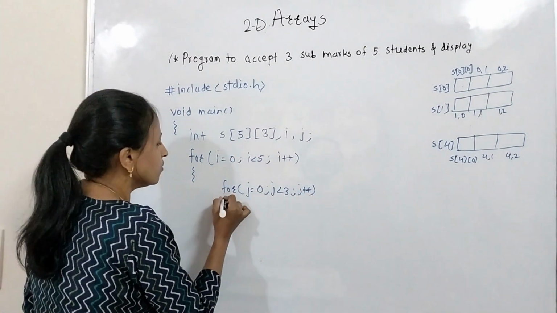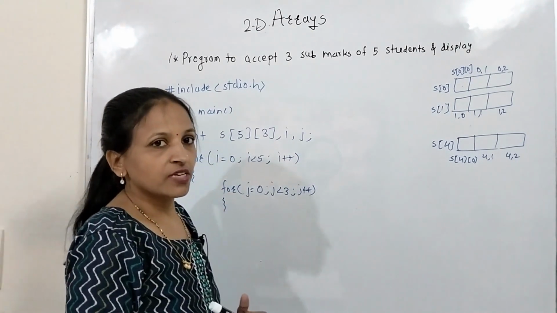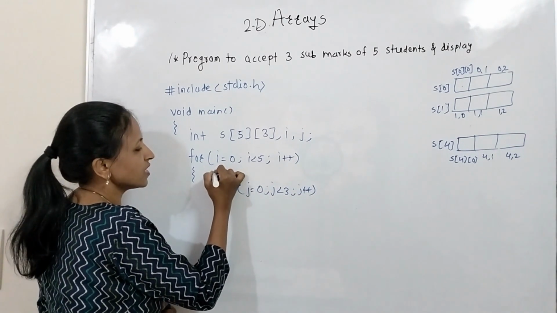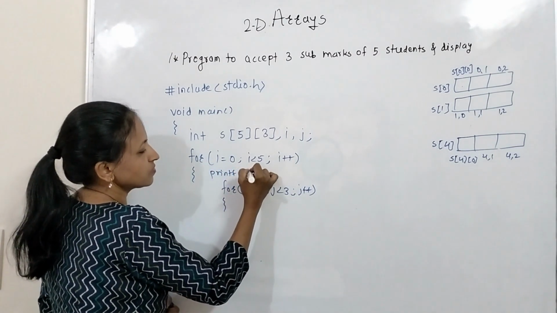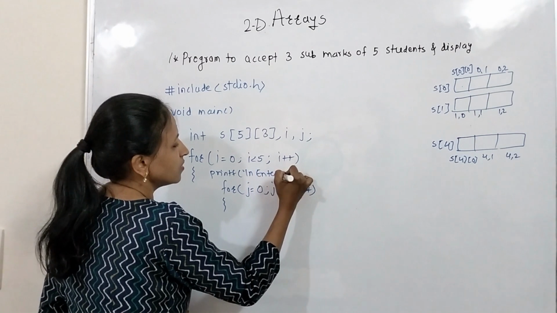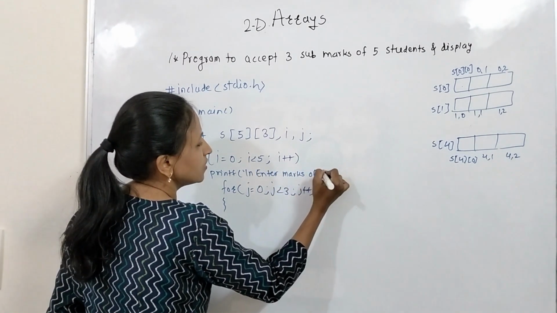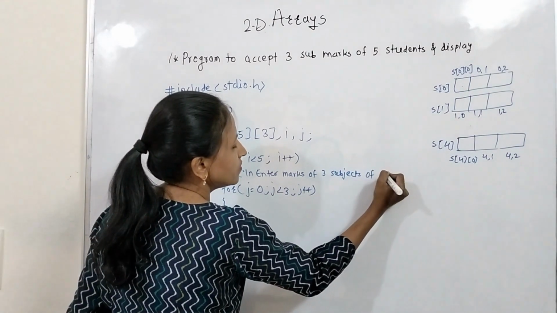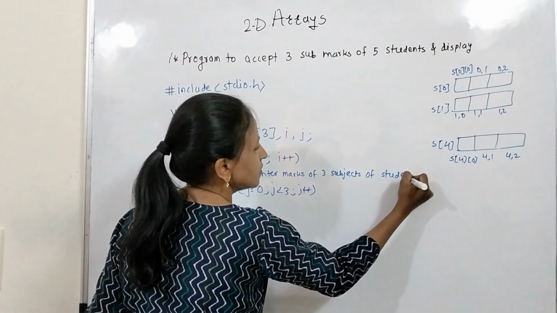Okay, now here how to access an individual element. Now see, in this way we can access. First I will give here a message like printf, enter marks of 3 subjects of student.